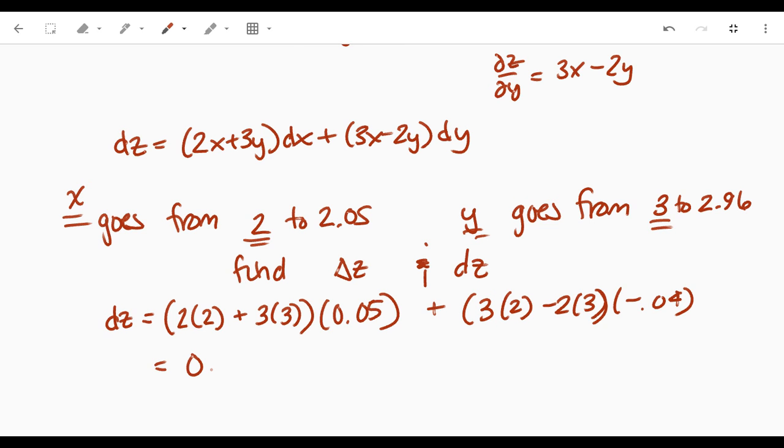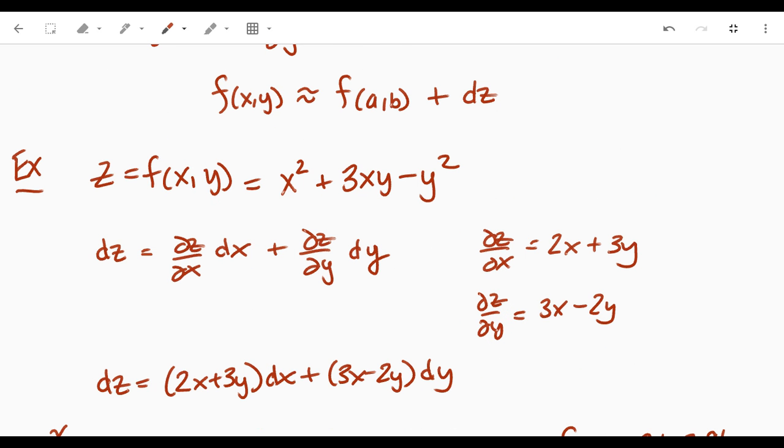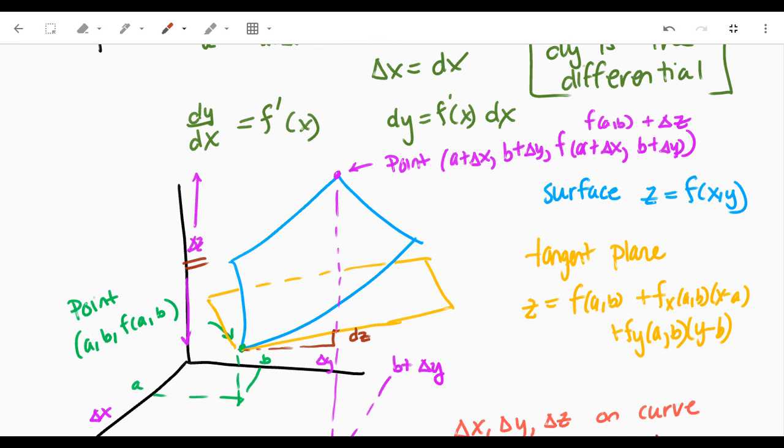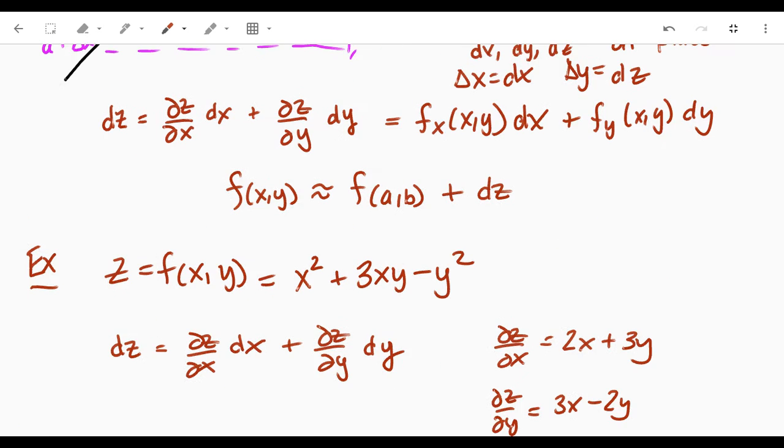Okay, again, if I scroll back up, remember dz is measured on the plane. So dz would be like my tangent plane approximation. Using the approximation at the point 2,3 to approximate what's going on at 2.05, 2.96. That differential will be the difference between the two.